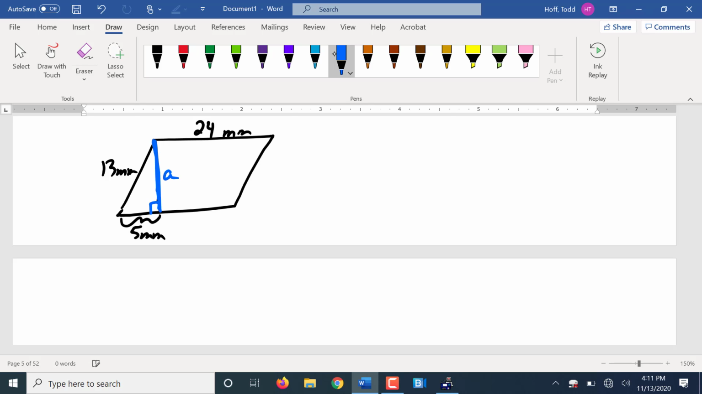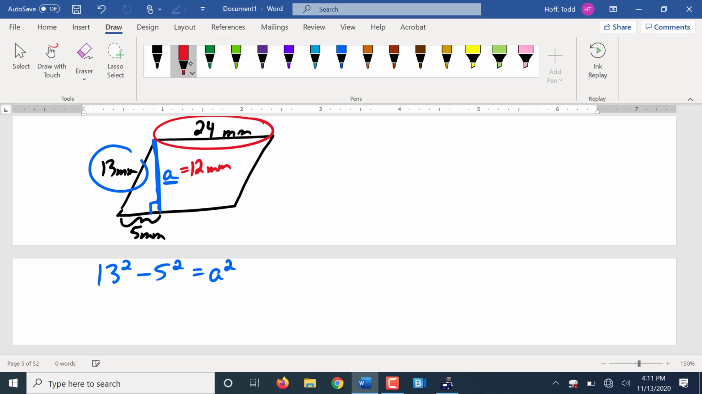Something's off there. So we have the hypotenuse, we're looking for a leg, right? So it'll be 13 squared minus 5 squared will give us that leg squared. So we'll call that side A. That should be 12. You got it. So then to find area, those are our two perpendicular dimensions, 24 and 12. Just multiply them. Yep.